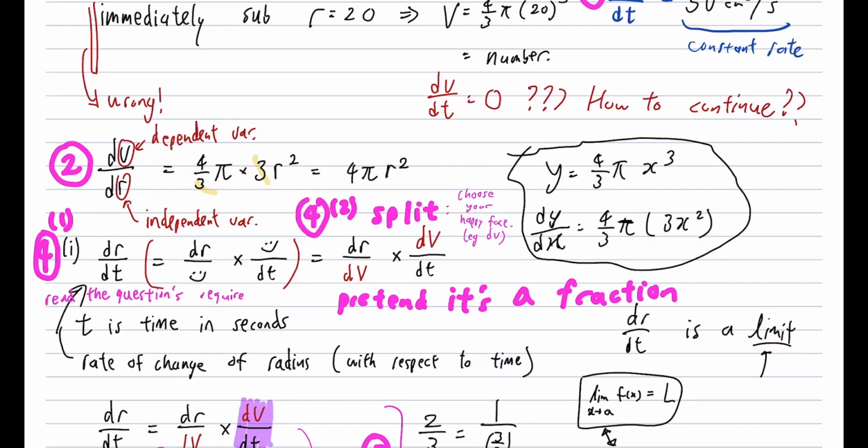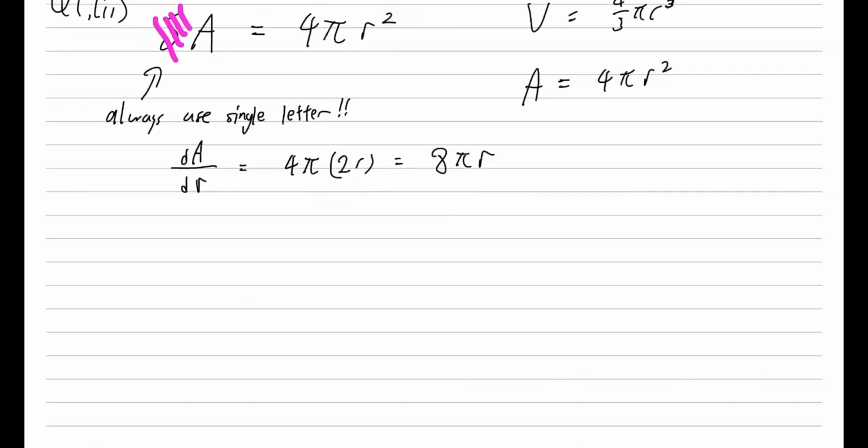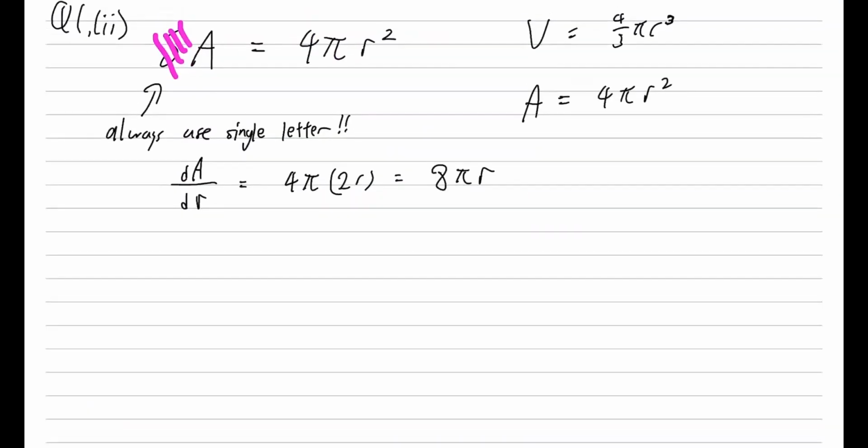Here, in part 1, they required the rate of change of the radius. But here in part 2, they ask for the rate of change of the surface area, right? So what is the rate of change of the surface area? D what over D what? Is it dA over dr? dA over dt. Much better, exactly.